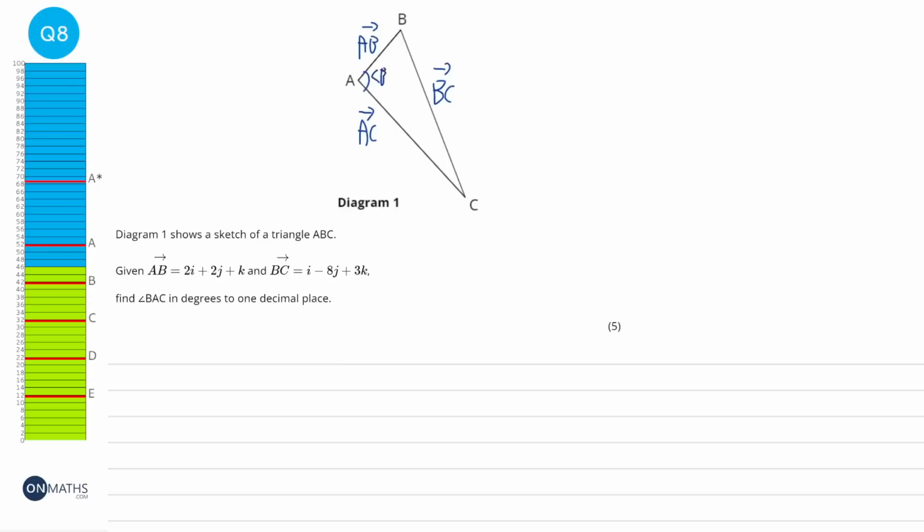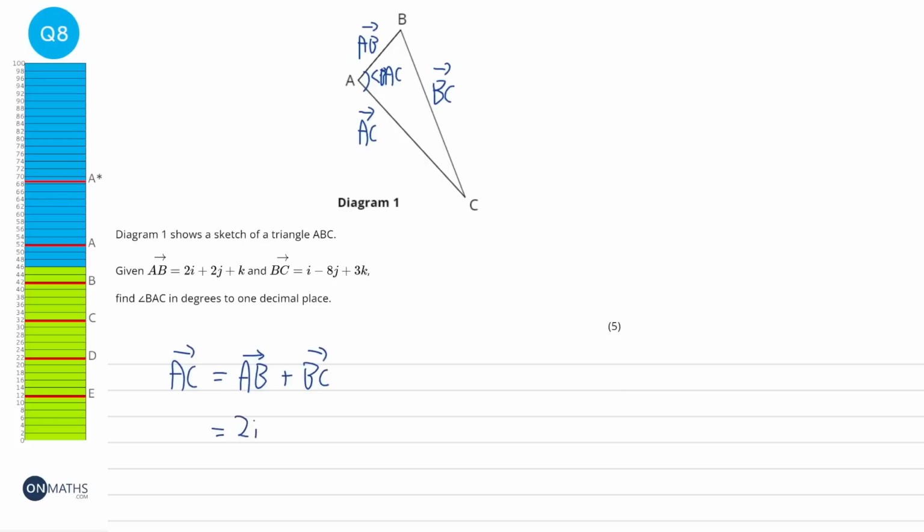So angle BAC. Now looking at that, whenever you've got three lengths of a triangle and you're asked to find the angle within the triangle, we're always going to be using the cosine rule. So we know we're going to be using the cosine rule. So we've got to first of all find out what AC is. And AC will just be AB plus BC.